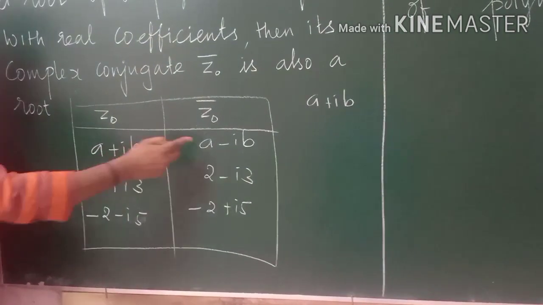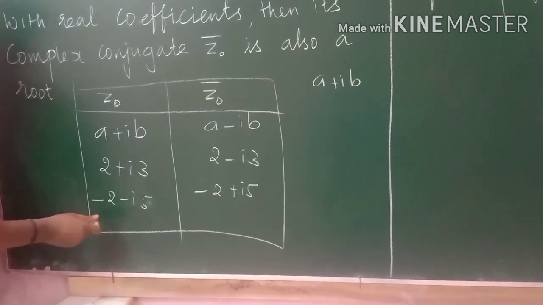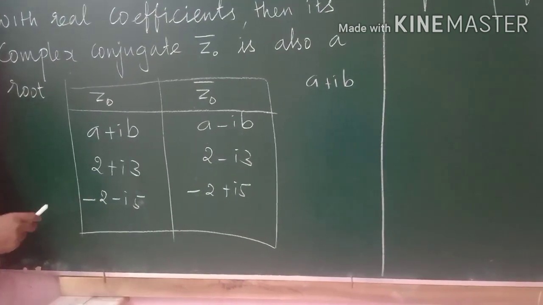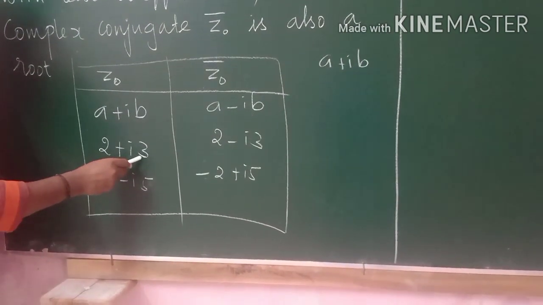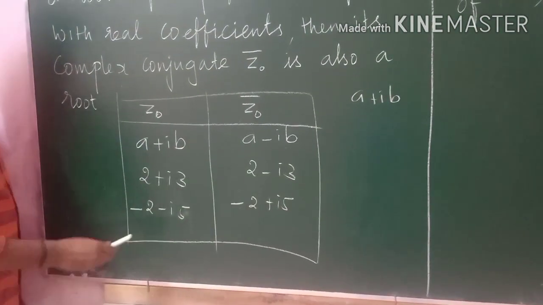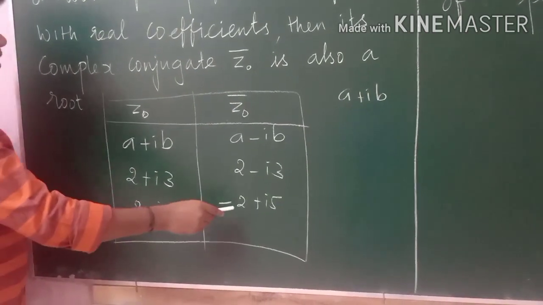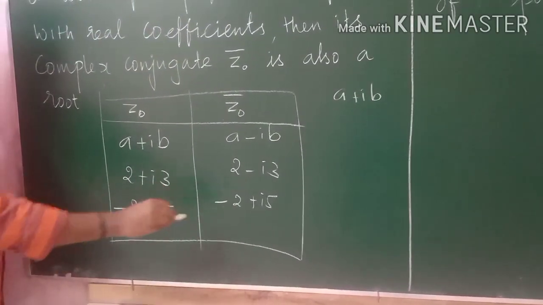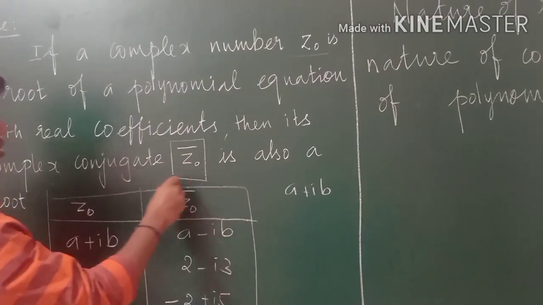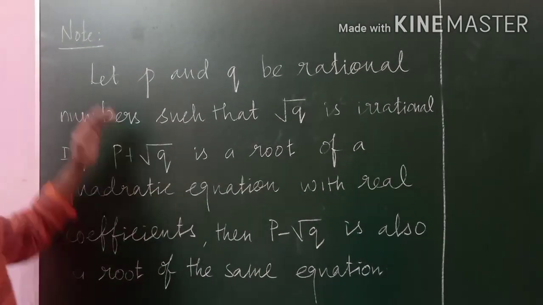So a plus ib இருக்கு, அப்ப a minus ib. 2 plus 3i இருக்கு, அப்ப 2 minus 3i. Minus 2 minus 5i இருக்கு, அப்ப minus 2 plus 5i. So suppose if 2 plus 3i is a root of a polynomial equation, means what? 2 minus 3i உம் root இருக்குன்னு சொல்றாங்க. Suppose minus 2 minus 5i root of the polynomial equation, அப்ப minus 2 plus 5i உம் root. அதாவது z0 ஒரு root னா அந்த conjugate z0 bar உம் root இருக்குன்னு சொல்றாங்க. சரிங்களா? Now we will see the second one.